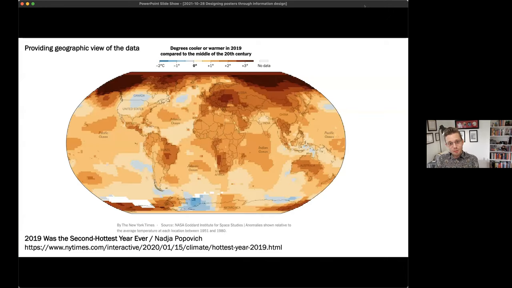So as a couple of examples of these different scales of view, these are some visualizations from an article about 2019 and average temperatures and global climate change. And in this particular article, there are all these different visualizations that do things like provide a geographic view of the data. So here's a visualization showing global land temperature change across the Earth based on geographic region. So we get a geographic view of the data.